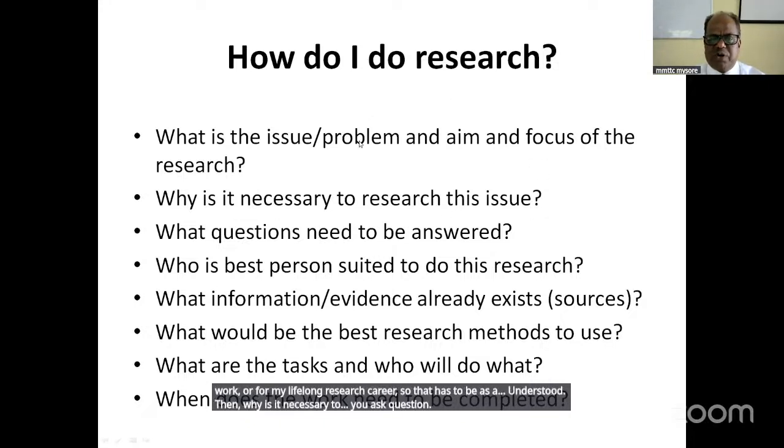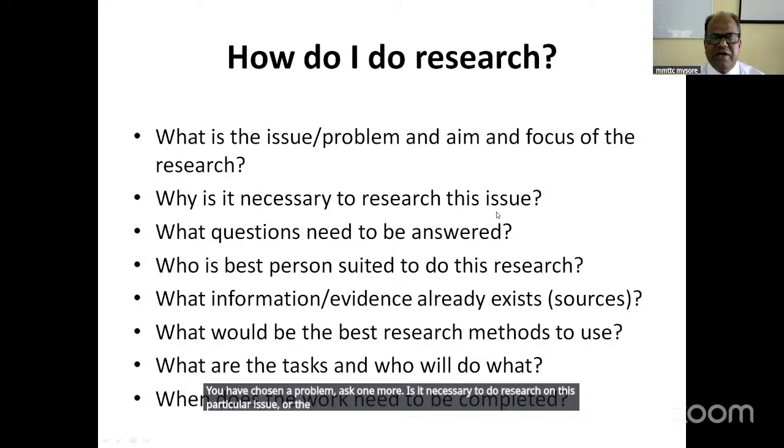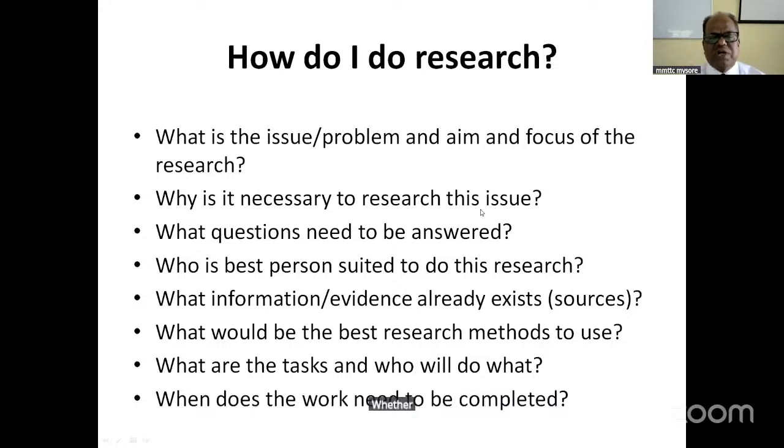Then you ask a question. You have chosen a problem, ask one more. Is it necessary to do research on this particular issue or problem? Ask again. Ask a fellow scientist whether this research work has already been done by some other scientist. You have to find out the real truth. Then questions need to be answered. If you have chosen the problem, what are the questions or the solutions I want to find out? So there will be questions, and for that, you need to find out the answers.